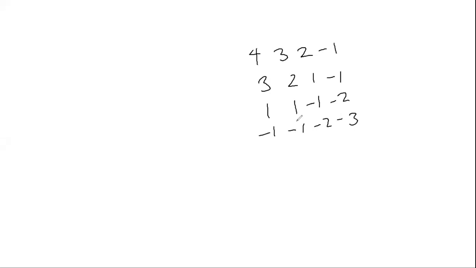So here, let me try to write something. 4, 3, 2, minus 1, then 3, 2, 1, minus 1, 1, 1, minus 1, minus 2, and then minus 1, minus 1, minus 2, minus 3. So in this particular example, the count will be, this row has minus 4 here, minus 2 here, minus 1 here, 1 here. So 1, 2, 2, 4, plus 8.